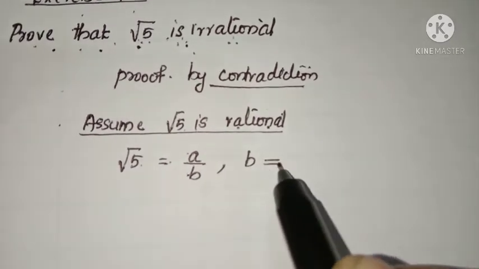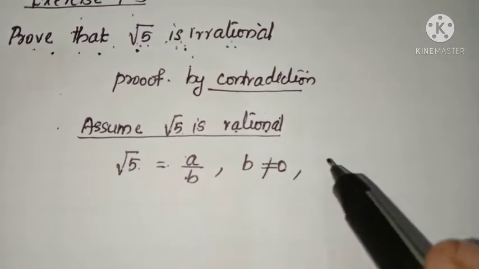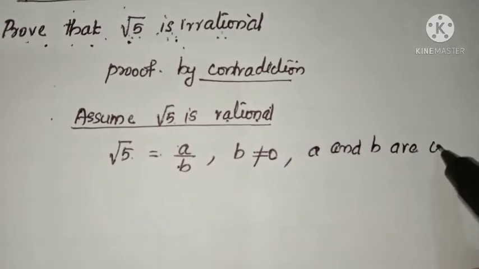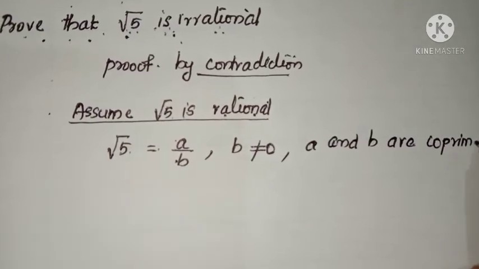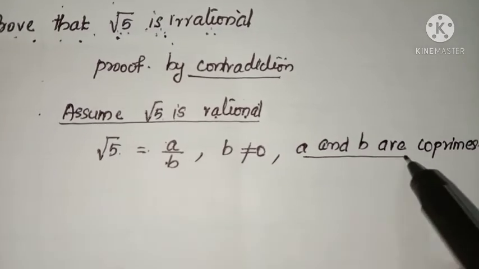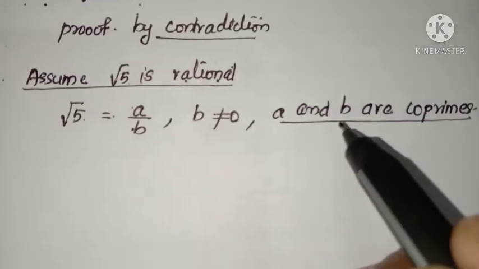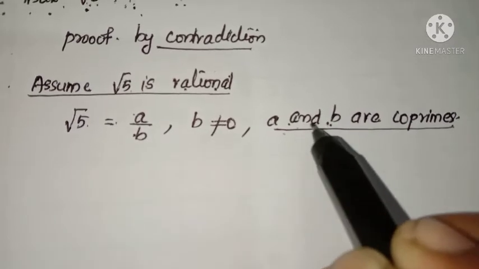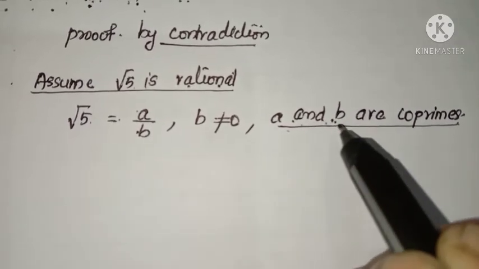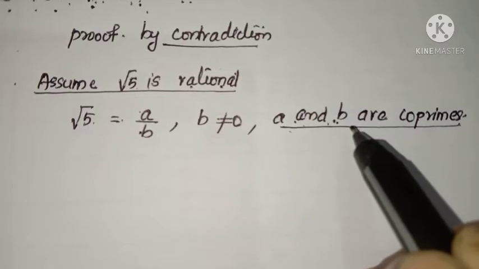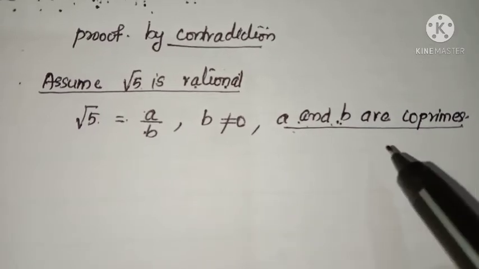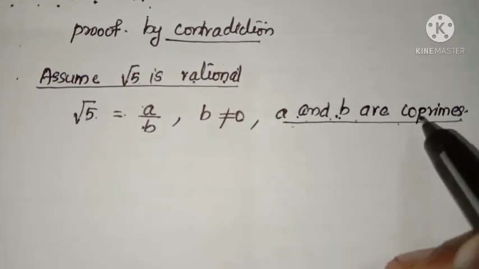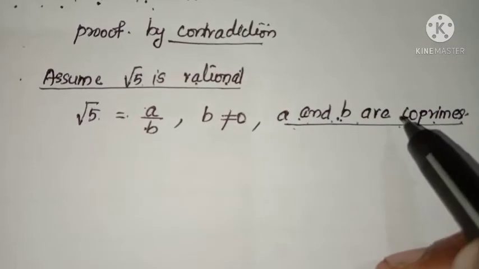Here B is not equal to 0, and A and B are co-primes. That is also a very important factor. A and B are co-primes. Co-prime means the common factor of A and B is 1 only. There is no common factor other than 1. This is a very important result.